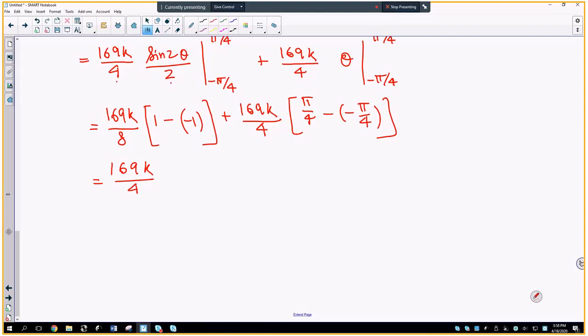And the next term is going to give you the same thing, pi over 4 plus pi over 4 is pi over 2. So I'm going to get plus 169k over 8 times pi. Of course, I can factor out the 169k over 8, and I will get 2 plus pi. And that should be the mx.